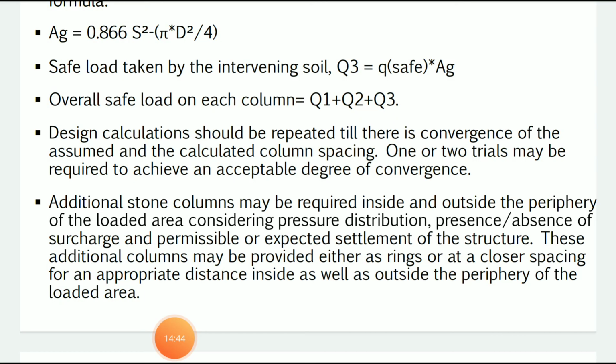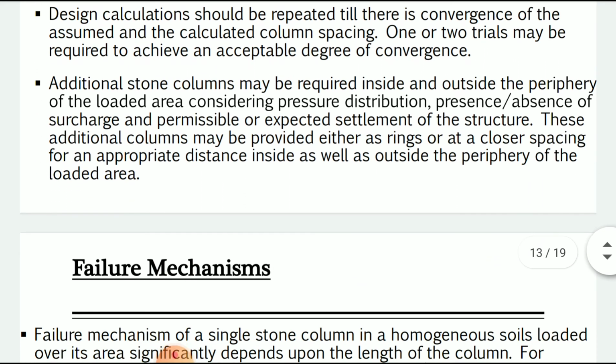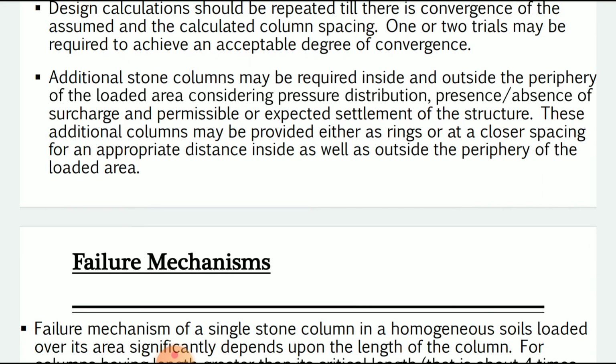Next is the design calculations. Design calculations should be repeated till there is convergence of the assumed and calculated column spacing. You have to continue the design calculation until you get the assumed and calculated spacing of the stone column to agree. One or two trials may be required to achieve an acceptable degree of convergence. So you have to take one or two trials for the same.